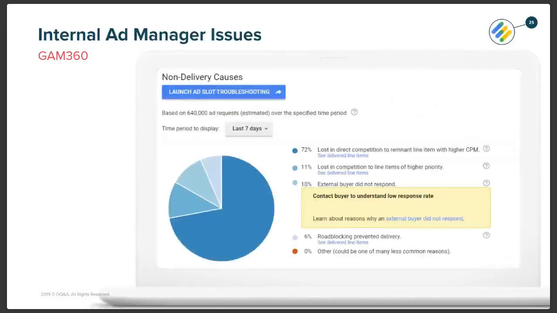And then we want to just go over some other troubleshooting issues that we see in Ad Manager. So some of these here, you can see this is a deal that was having a few different problems, which is great for us because then we get to show you what goes wrong. So these are more internal Ad Manager issues that don't really relate to DV360. So the first one there, we see 72% lost in direct competition to remnant line items with a higher CPM.